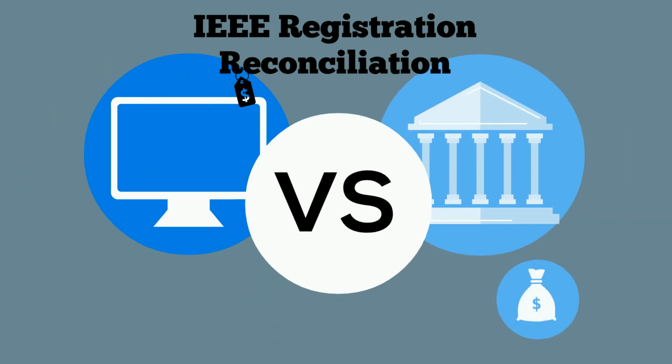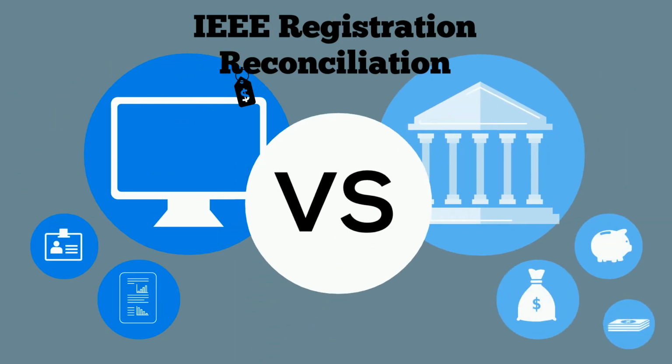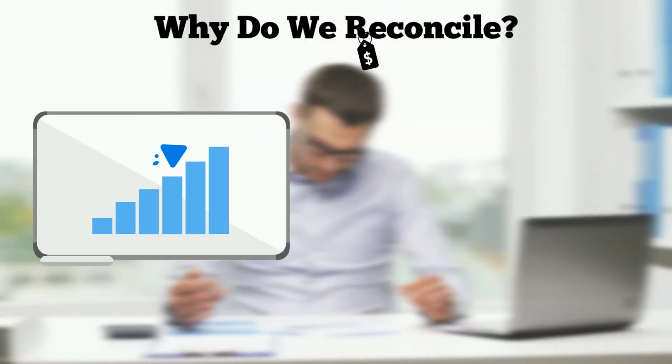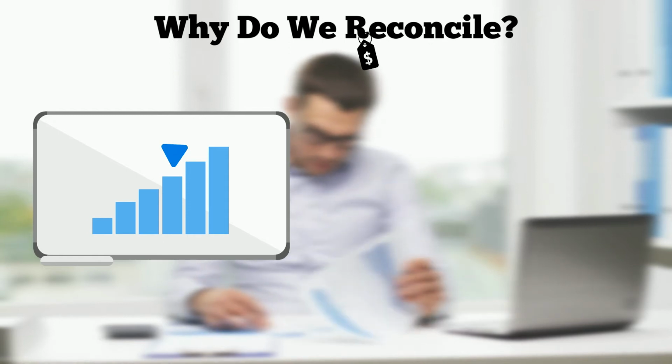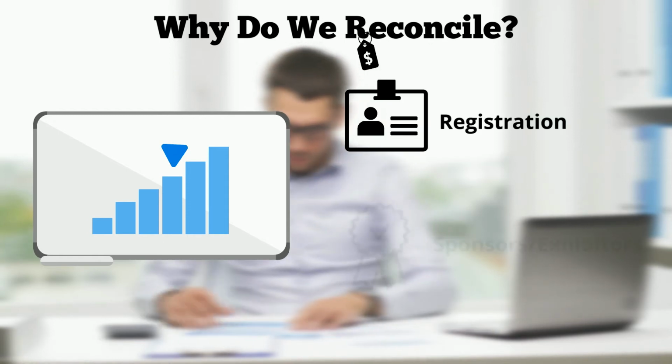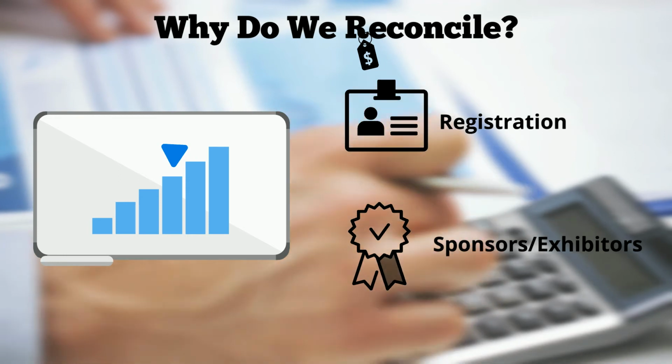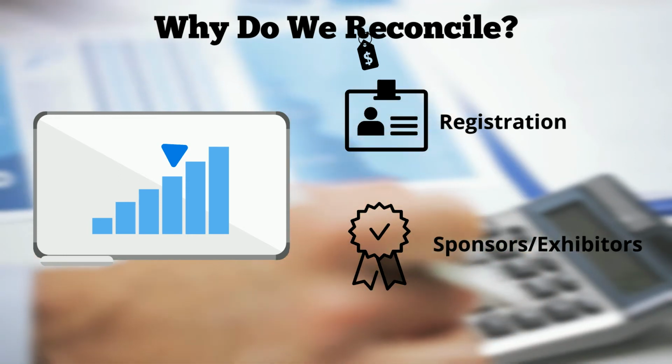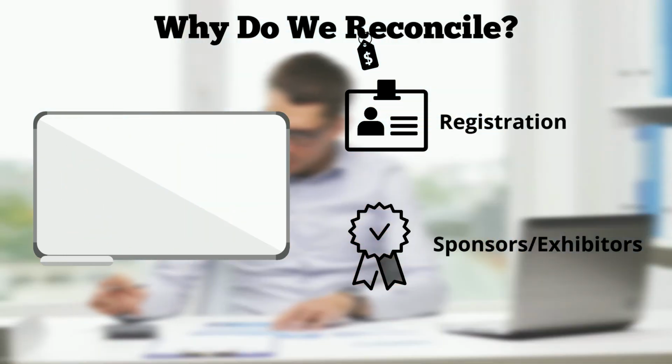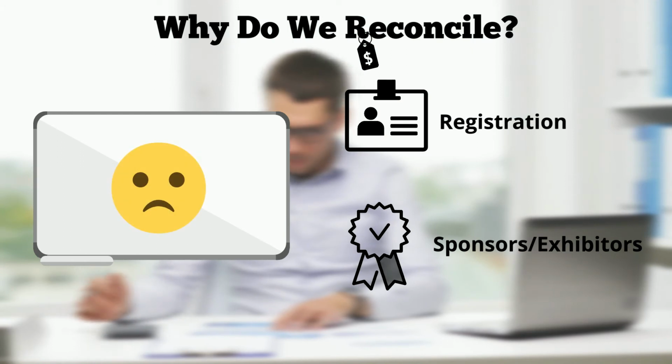Hello everyone! In this video, we will be going over how to reconcile your conference registration as well as sponsor and exhibitor payments. We must reconcile our revenue support with our bank account to ensure that we have received all anticipated revenue. Registration and contributor payments typically make up the bulk of conference income. If we do not reconcile, we run the risk of losing funds that may not have made it into our account or that perhaps were never sent.